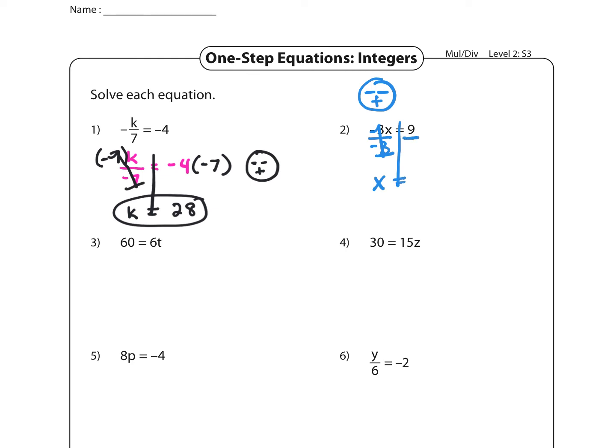So on the other side, I have to do exactly the same thing. Again, if you don't have access to a calculator, if you have a +9 divided by a -3, we're going to get a negative answer. So that's -3 is also the answer.